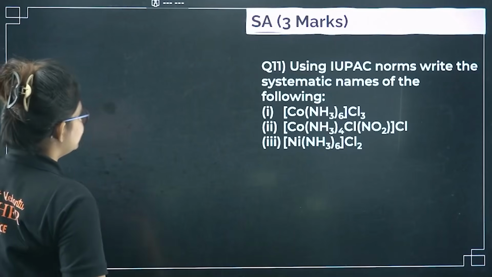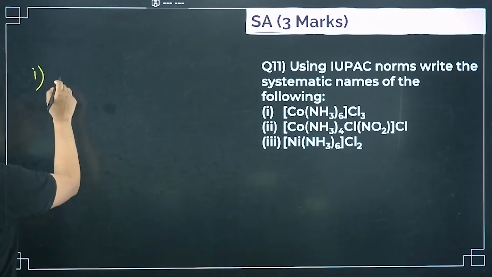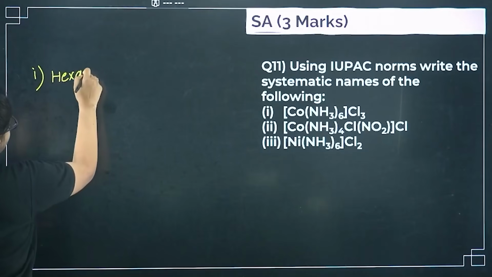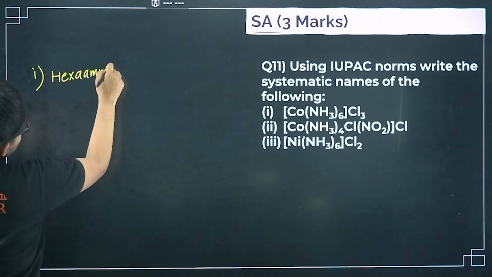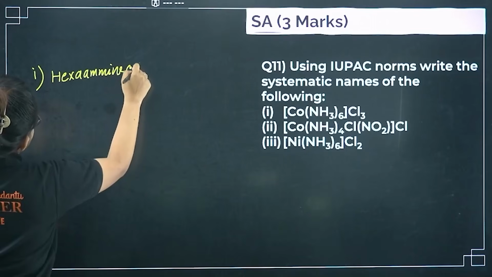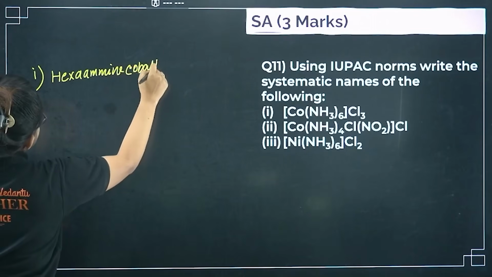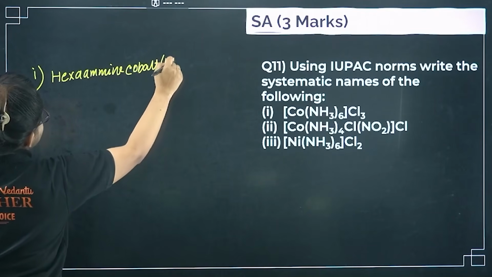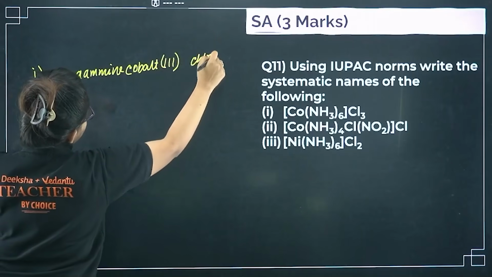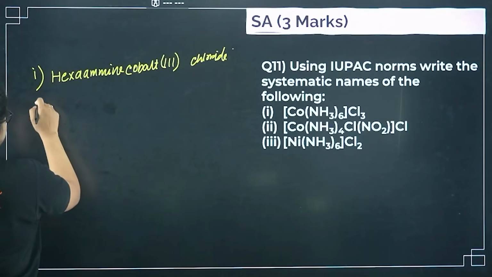Co(NH3)6 Cl3. Okay, so this is going to be hexaamminecobalt, no space should be there, cobalt, here the oxidation state will come 3, then chloride, right?